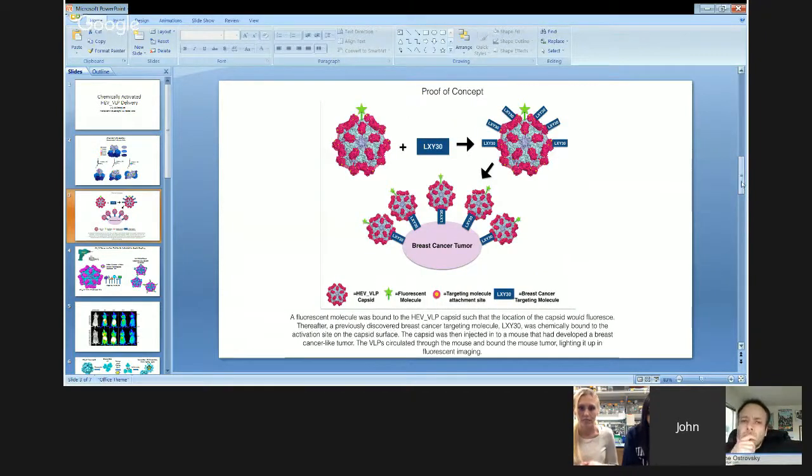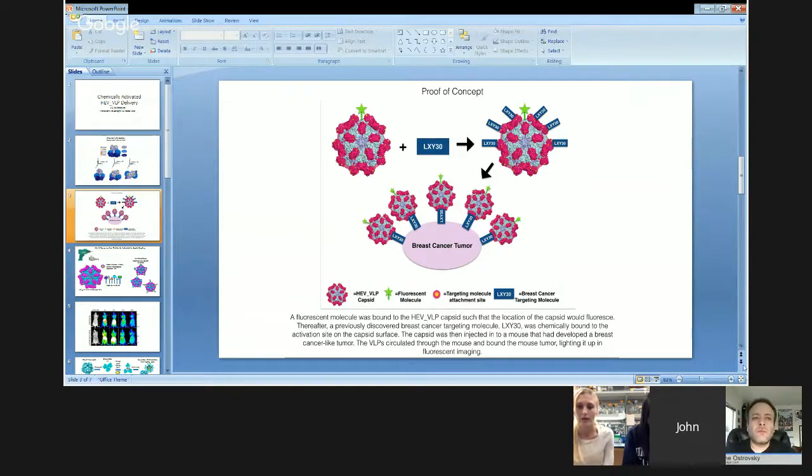So to kind of back up, first of all, the VLP itself in this particular experiment, we bound surface fluorophores to lysines on the VLP surface, and then we used those cysteine sites that were engineered in the VLP to then subsequently conjugate a breast cancer targeting ligand, LXY30, at UC Davis Medical Center. This was previously synthesized and discovered through a series of libraries, and it had high specificity and binding affinity to MDA breast cancer cells. So we actually had that ligand in a collaboration with Kit Lam's lab at the UC Medical Center.